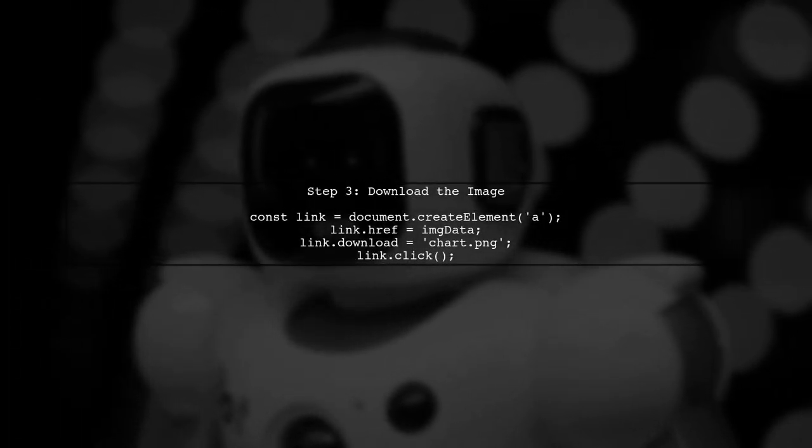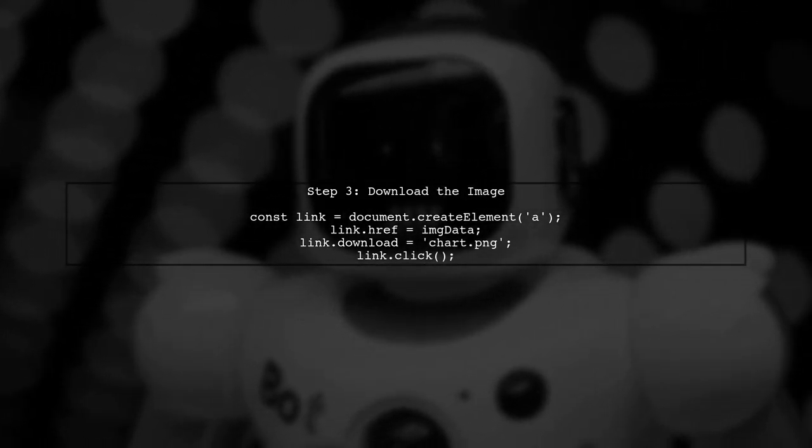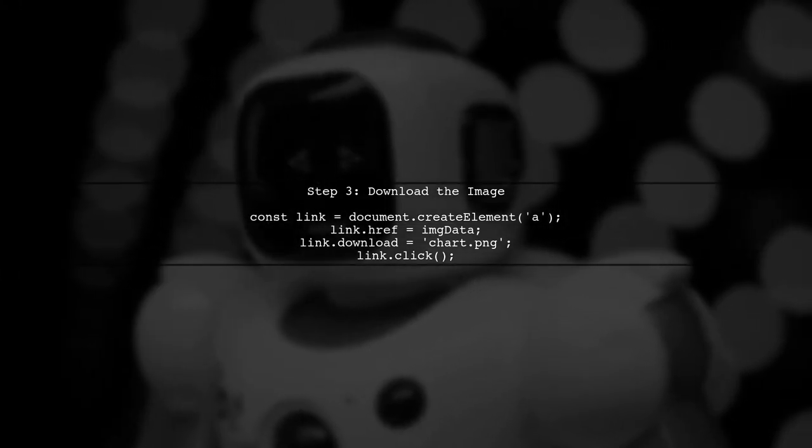Once we have the image data URL, we can programmatically create a link to download the image. This can be done by creating an anchor element and triggering a click event.